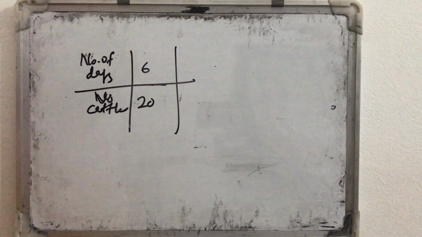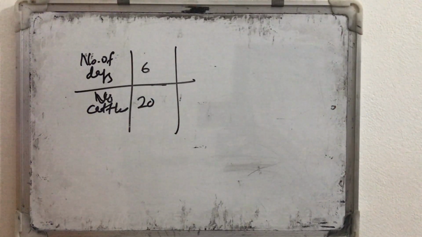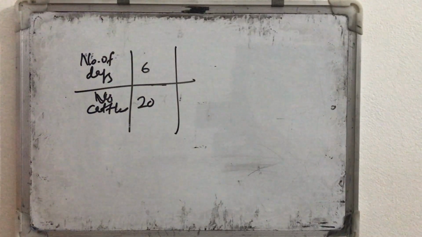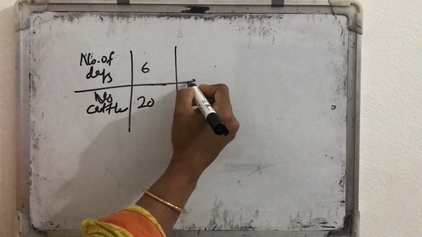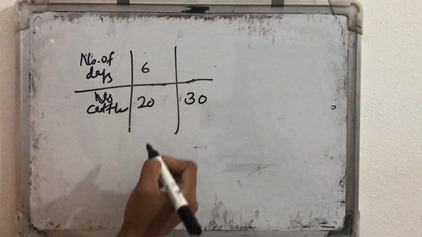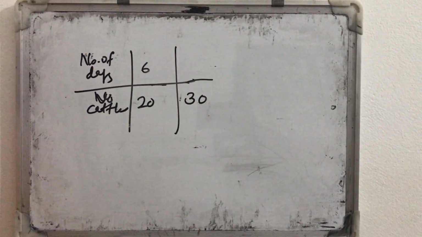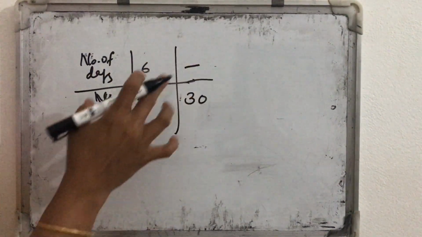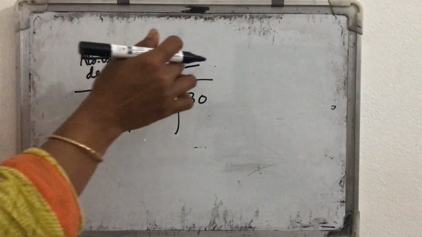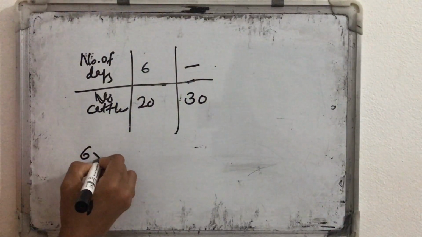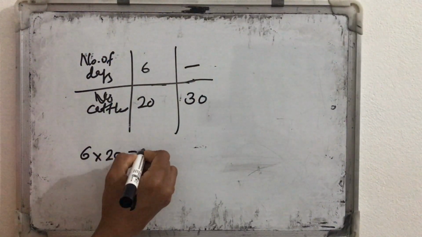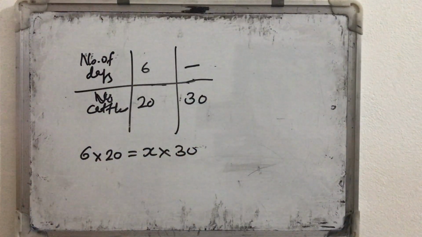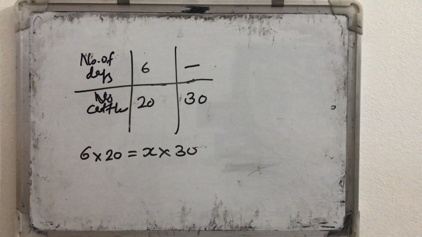But we want to find out how long the food would last if there were 10 more animals in his cattle. If it is 10 more animals, that is 20 plus 10, 30 animals, how many days will there be to feed that cattle? That we take as unknown. So we find it as 6 into 20 equals x into 30. Then easily we can find the value of x. Do the calculation and find its answer.